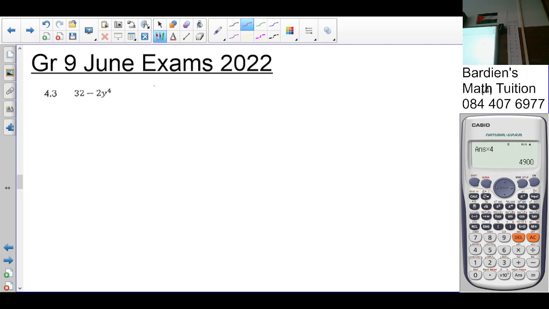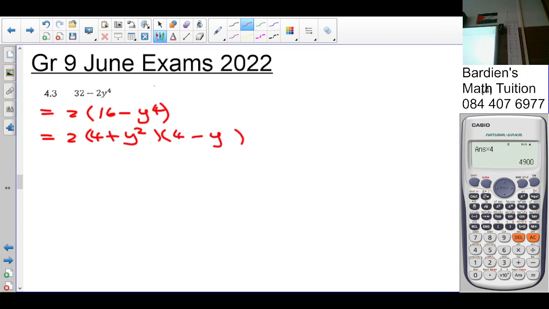Next one. We're going to take out 2 as a common factor. I'm left with 16 minus y to the power 4. As you can see, it's a difference of 2 squares there. So it's 4 plus y squared and 4 minus y squared. You'll note that the difference of 2 squares can only be applied to the second bracket. So it now gives us 2 into 4 plus y squared, 2 plus y, 2 minus y.